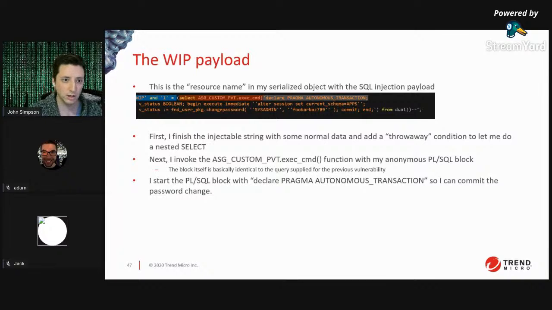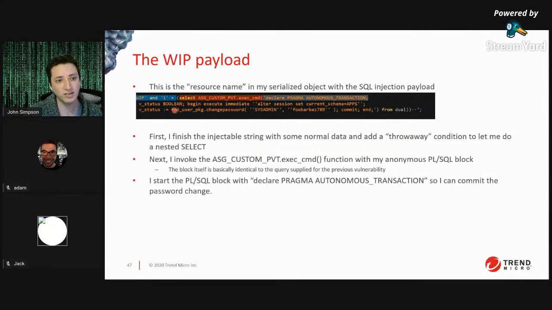So the payload wound up being something like this. And remember, this is in serialized, compressed, encoded objects. And so this was basically what the resource name wound up getting set to. So again, I'll just walk through the payload here. First, I finished the injectable string with some normal data. I like to make things simple for myself to avoid as many errors in my injections as possible. So a lot of times I'll finish off part of the query as if the data was kind of normal.